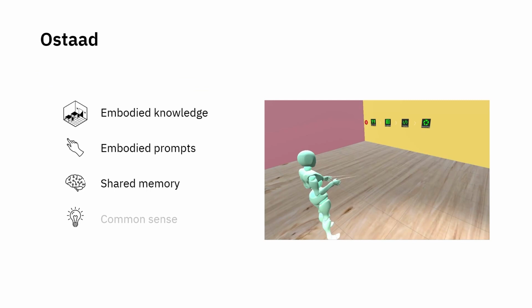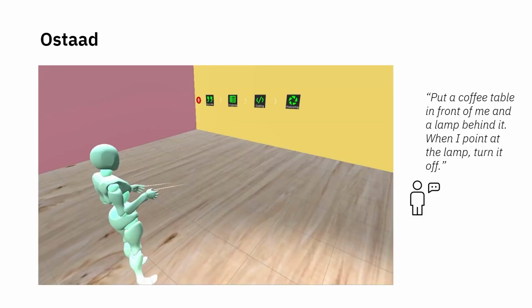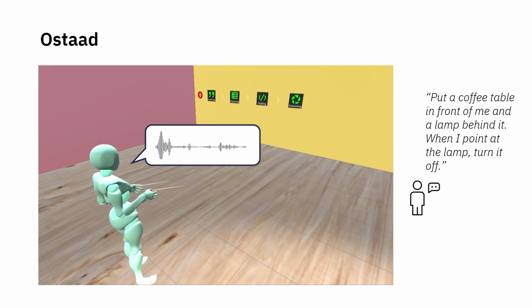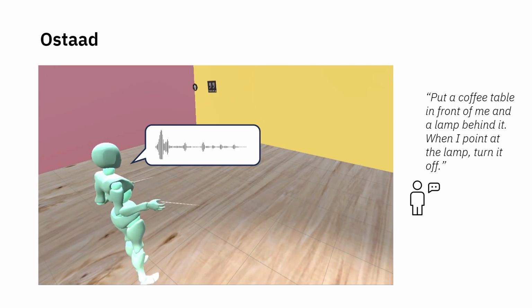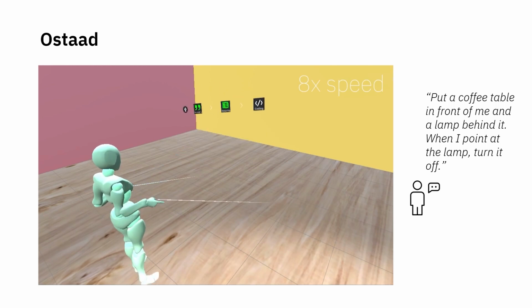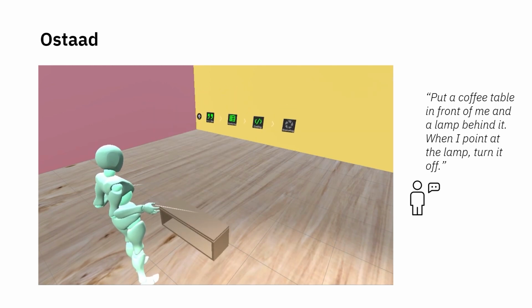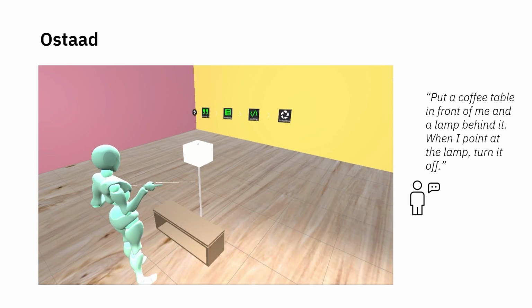Based on these findings, we also built OSTAD, a programming agent prototype that has embodied knowledge, understands embodied prompts, and keeps track of previous interactions. In this demo, the user says, "Put a coffee table in front of me and a lamp behind it. When I point at the lamp, turn it off." OSTAD synthesized the code accordingly. After execution, the objects are placed in front of the user with the specified interactive behavior attached.